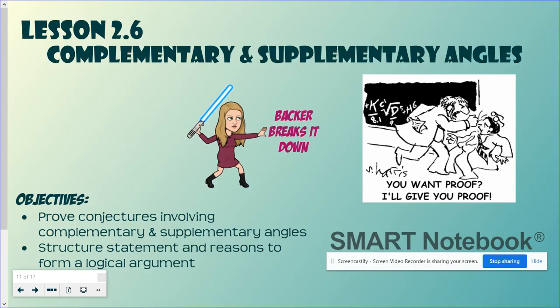In this episode, we are going to look at proofs involving complementary and supplementary angles. Because if you want proof, I'll give you proof.